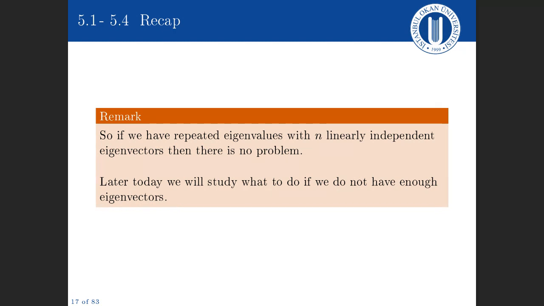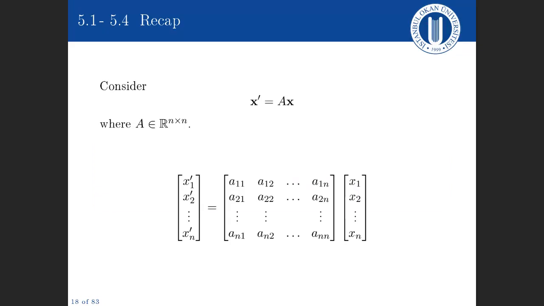Sometimes, though, we don't have that. Sometimes if we have repeated eigenvalues, we do not have enough eigenvectors. We're going to study that later today. There was one more case, and that was complex eigenvalues.